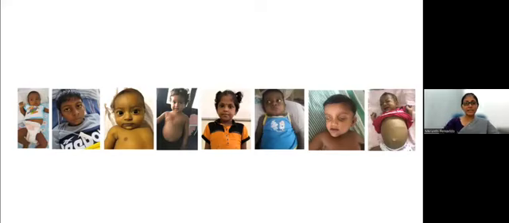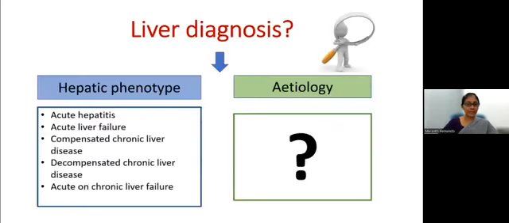If you look at this picture, actually, you can see a range of children who have got liver diseases ranging from infancy to an older child. So the differential diagnosis when you see this kind of a child are different from one child to the other. It mainly depends on their age as well. So let's look at what are they.